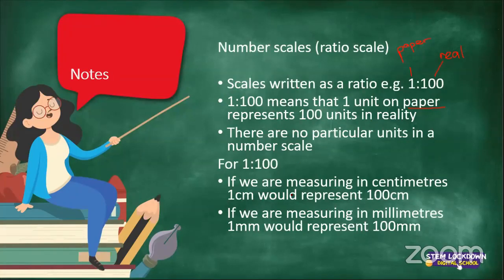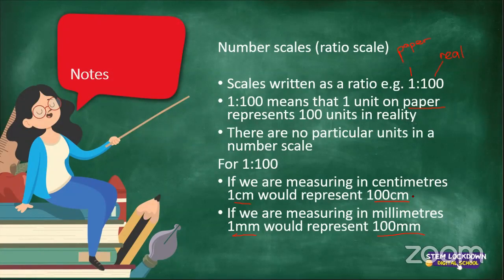Okay, now if I'm measuring in centimeters, for 1:100, it will basically mean 1 centimeter represents 100 centimeters if you're measuring in centimeters. Now, if you're measuring in millimeters, it will be 1 millimeter represents 100 millimeters. So depending on what you use, right? We're only looking at centimeters and millimeters. We're not measuring on the map, right? You can't measure meters because meters are too large for your map.